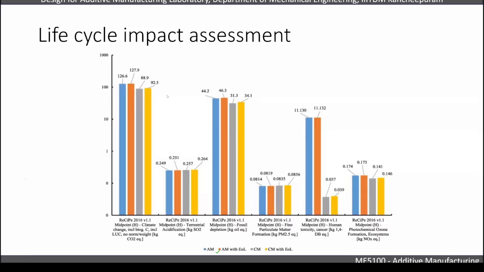Here is a very good comparison between four different aspects. First one is the AM, additive manufacturing. Then additive manufacturing included with the end of life assessment, like recycling impacts. And then conventional manufacturing, and then conventional manufacturing with end of life. So conventional typically means CNC machining. Here you can see different methods of analysis.